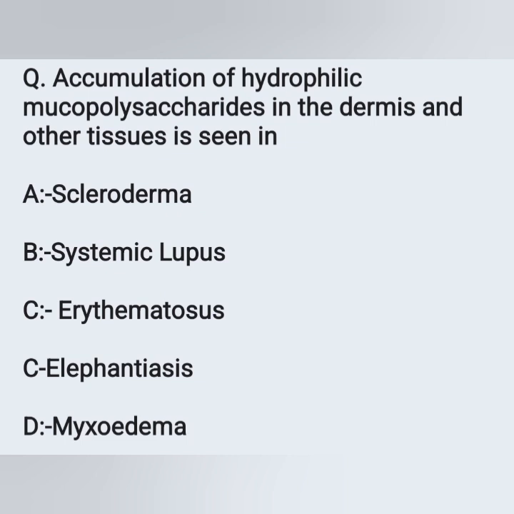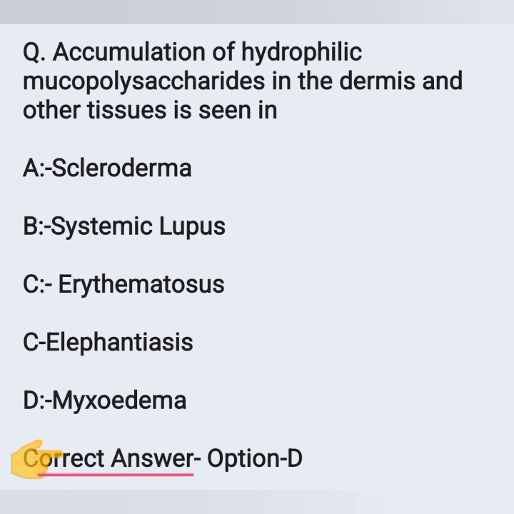Accumulation of hydrophilic mucopolysaccharides in the dermis and other tissue is seen in? Options. Option A, scleroderma. Option B, systemic lupus erythematosus. Option C, elephantiasis. Option D, myxedema. Hydrophilic mucopolysaccharide, that is water related mucopolysaccharide, accumulation in the dermis and other tissue is seen in case of myxedema. Option D is the correct answer.